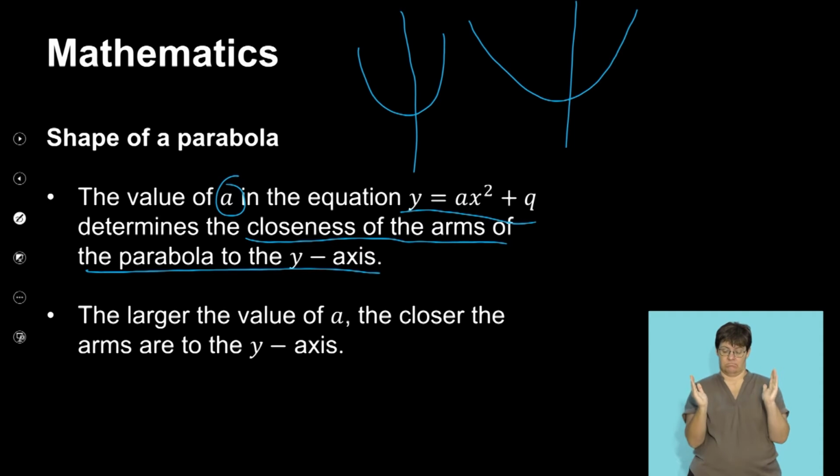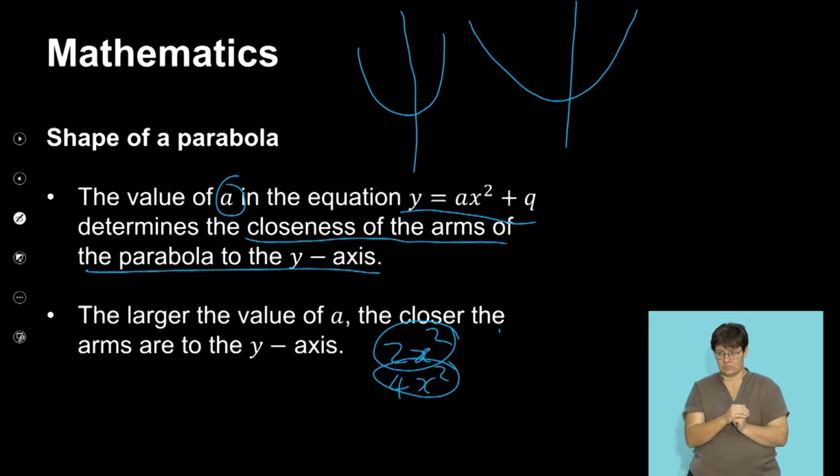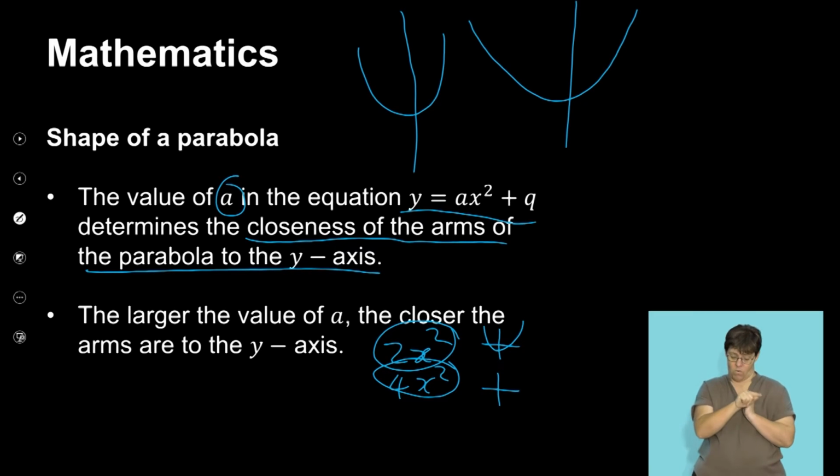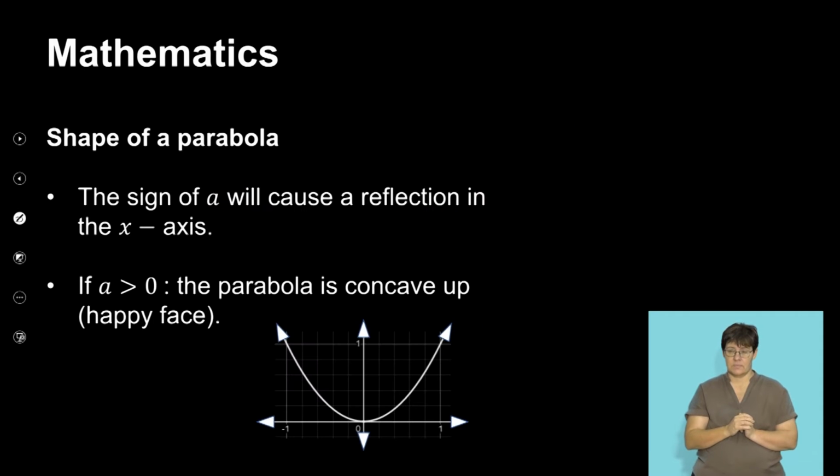The larger the value, the closer the arms are to the y-axis. So if it's 2x squared compared to 4x squared, this will be a bit wider and this will be a bit closer. So this will be maybe something of this nature, and then if it's 4, it will be a bit closer now to the y-axis. So the arms will be a bit closer to the y-axis. And then the sign of a will cause what we call a reflection in the x-axis.